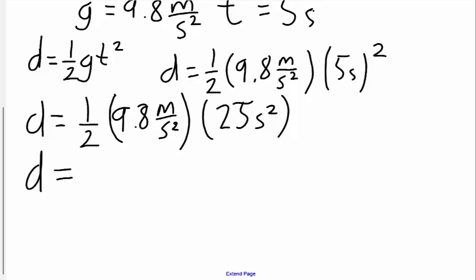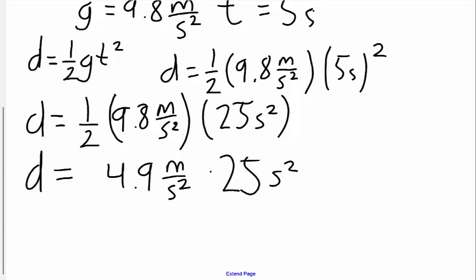So D equals 1/2 times 9.8. Well, I know half of 9 is 4.5. I know half of 0.8 is 0.4. 4.5 and 0.4 is 4.9. So 4.9 meters per second squared. Units didn't change since that 1/2 didn't have a unit. Times 25 seconds squared. All right, units cancel out. We have seconds squared on the bottom, which cancels because we have seconds squared over 1. So we're left with 4.9 times 25.